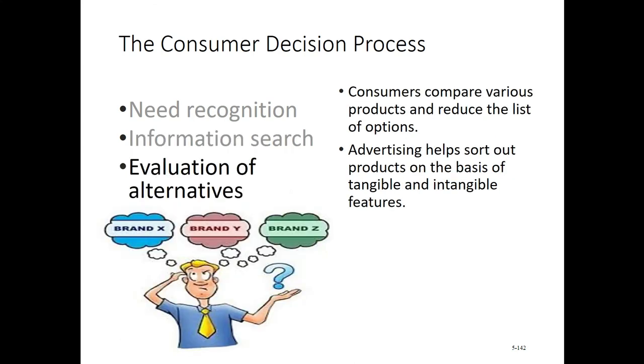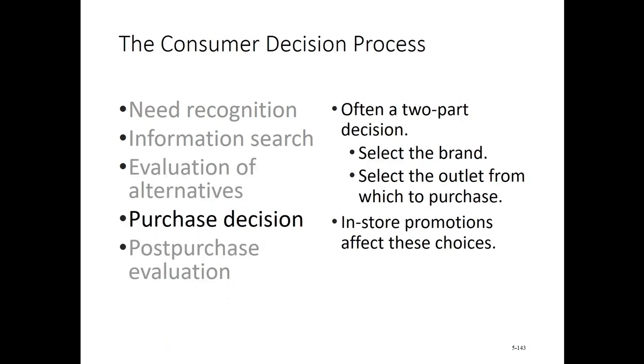And then next is evaluation of alternatives. So consumers compare various products and reduce the list of options. So it's the job of the advertiser to help sort out products on the basis of tangible and intangible features. And then here comes now the purchase decision. So often a two-part decision wherein you select the brand, select the outlet from which to purchase, or maybe in-store promotions that would affect your choices.